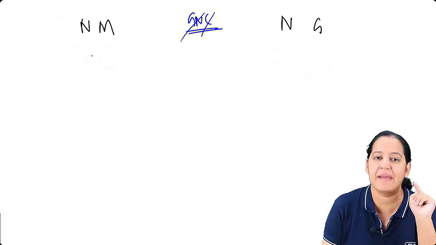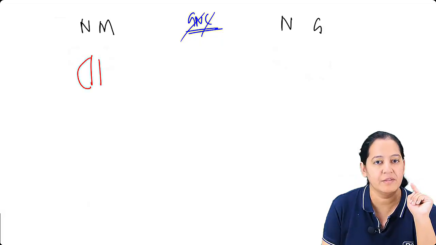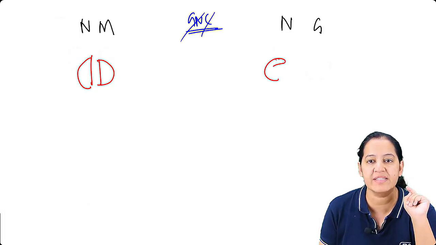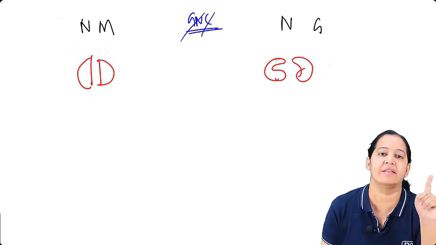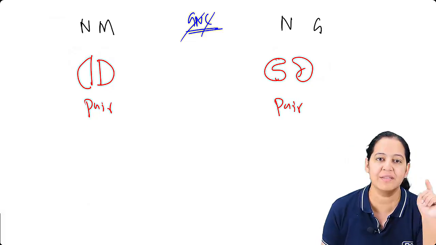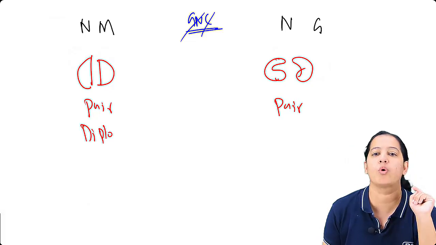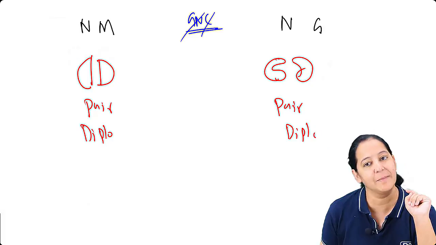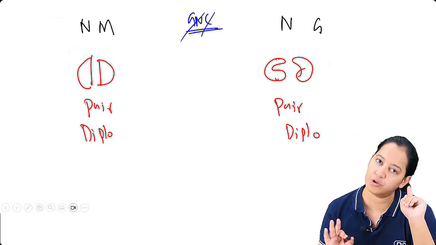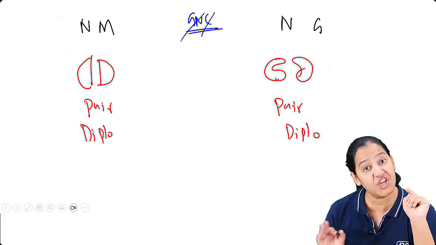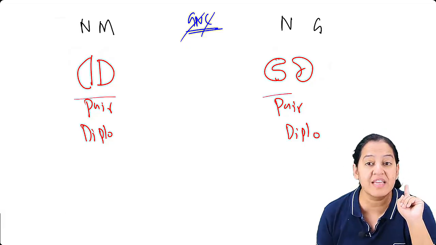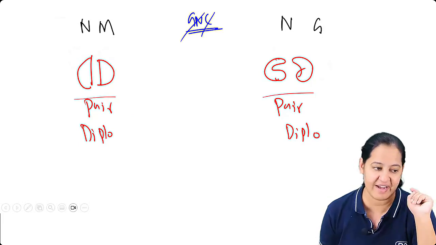Neisseria meningitidis is half moon shaped, and Neisseria gonorrhoeae is kidney shaped. But again, this is in pairs and this is also in pairs. That's why they are known as diplococcus. So both are in pairs, both are diplococci, both are red in color, but the shape is different. This one is half moon shaped and this one is kidney or bean shaped. Kidney or bean, one and the same thing.